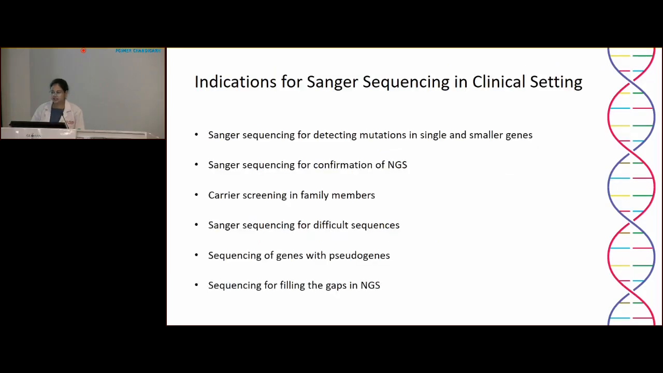Indications for Sanger sequencing in clinical settings are: you can use it for single targets or single genes or smaller genes, for confirmation of NGS, and carrier screening in family members. It can also be used for difficult sequences that don't get reported in NGS. And it is very important for genes which have pseudogenes, which are difficult to analyze in NGS. And again, for sequencing, filling the gaps which you don't get in next generation sequencing.